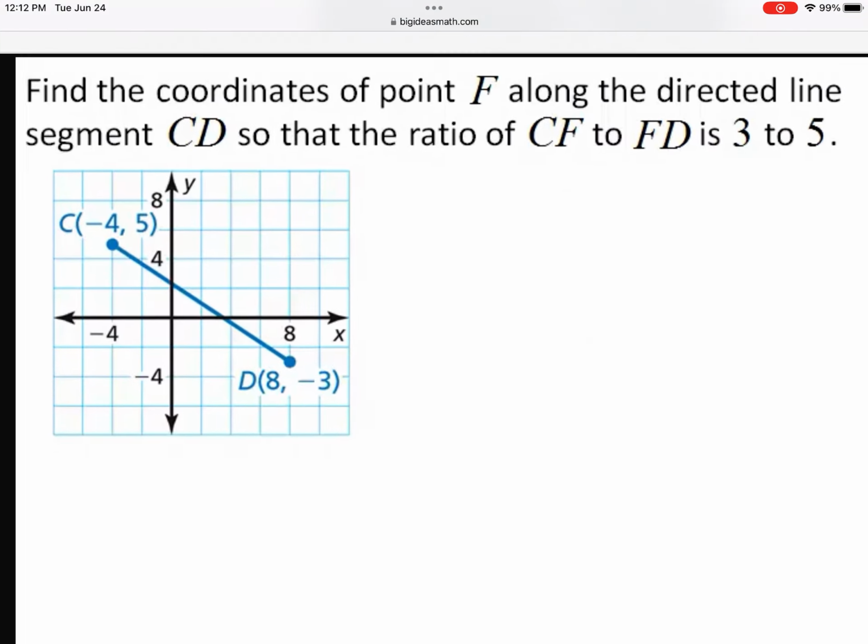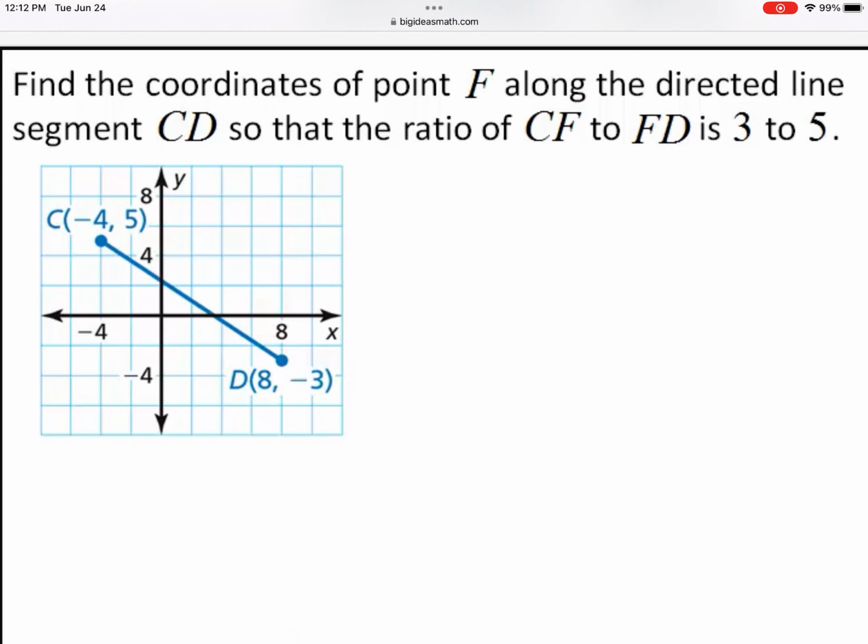Find the coordinates of point F along the directed line segment CD so that the ratio of CF to FD is 3 to 5. In order to divide the segment into a ratio of 3 to 5, think of dividing the segment into 8 equal parts. So then point F is 3/8 from point C to point D.